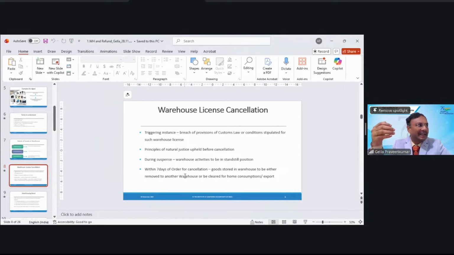We have a legal maxim called audi alteram partem, where the concerned person should be heard out before taking action on or penalizing such a particular person.